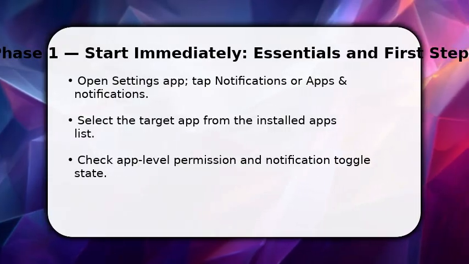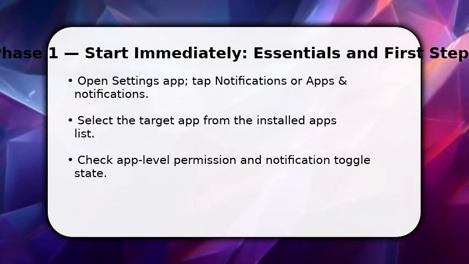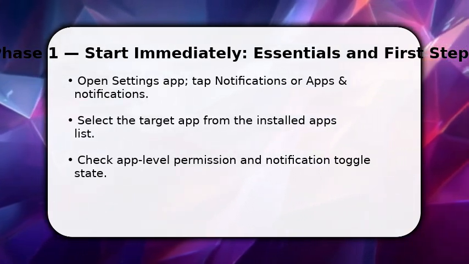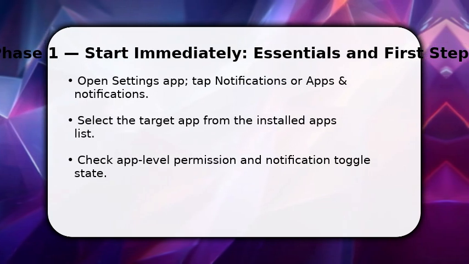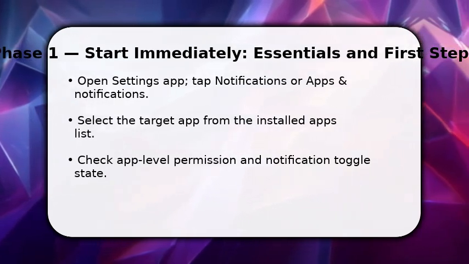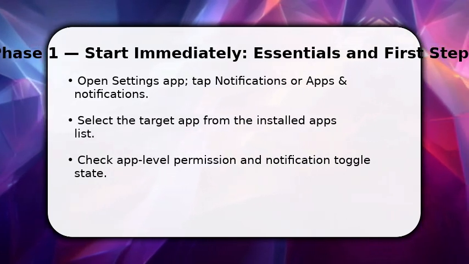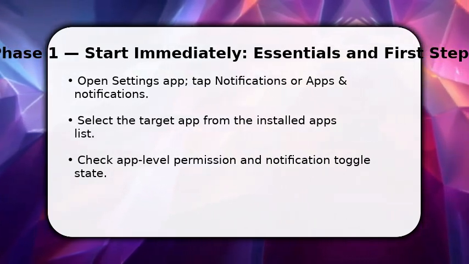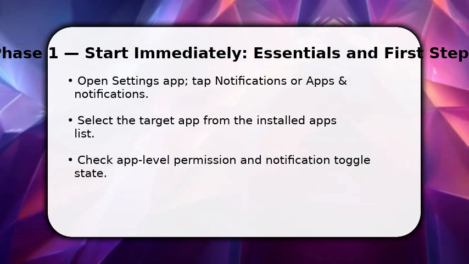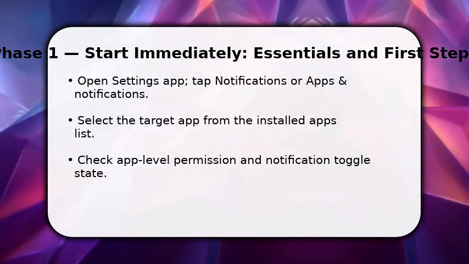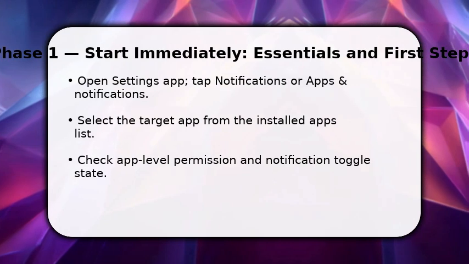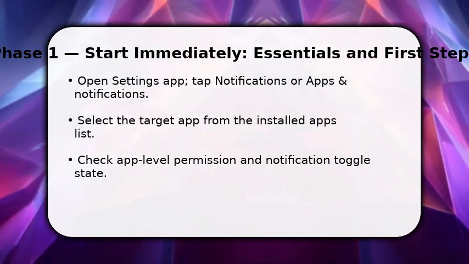You begin by opening Settings and going straight to Notifications or Apps and Notifications. This puts you where the controls live. Once there, find and tap the specific app you want muted. This narrows focus to app-level controls. Make sure notifications are enabled enough to adjust them. If the main toggle is off, you can't change categories. You're preparing the app view so you can change sounds, banners, or categories in the next step.